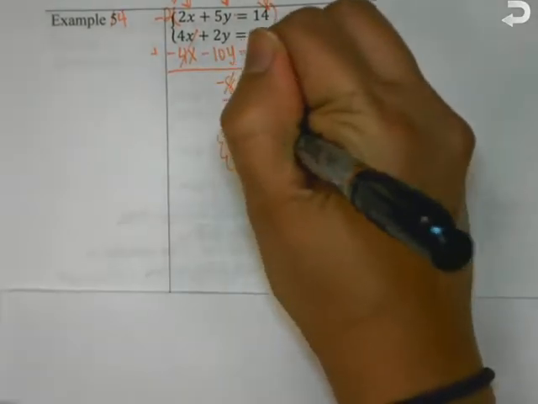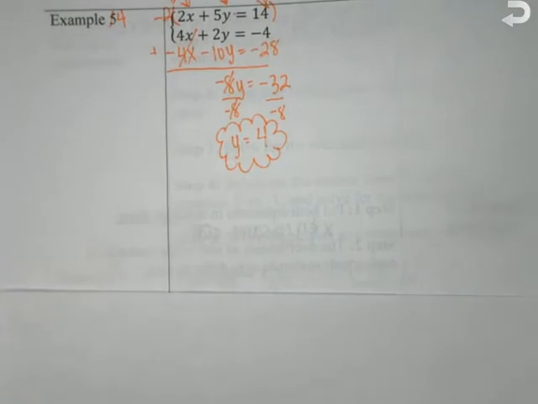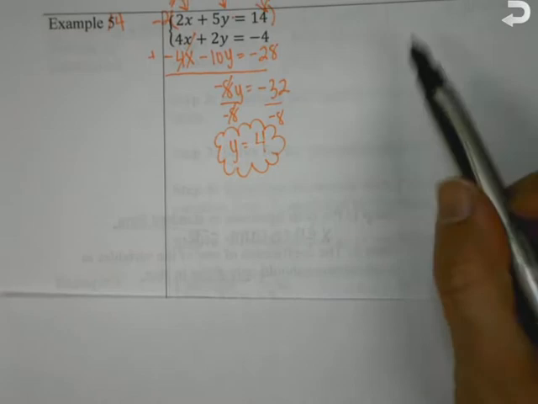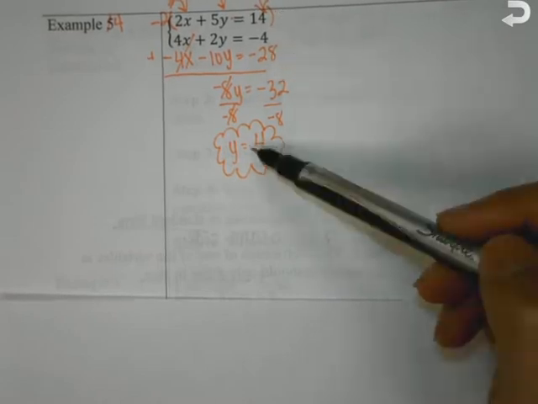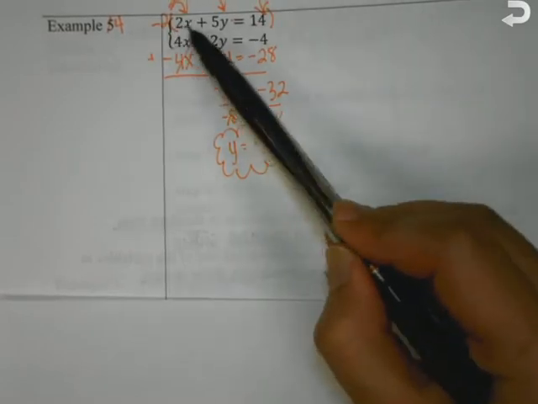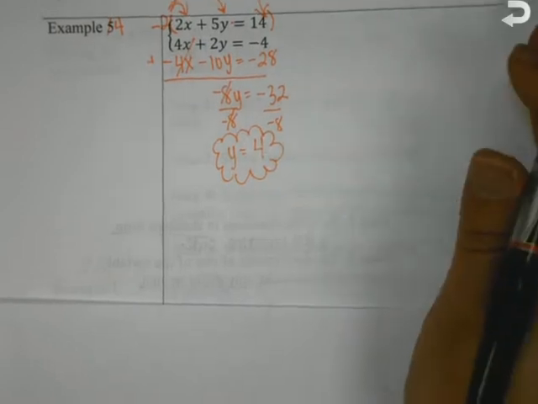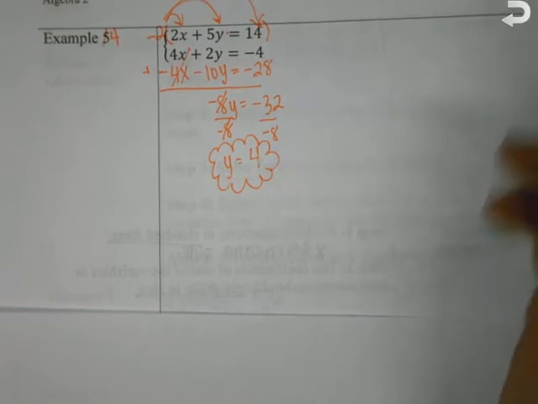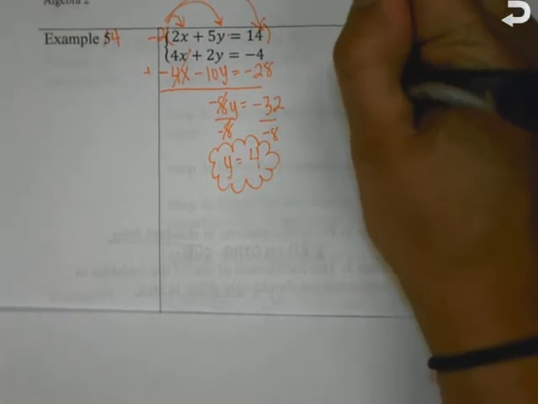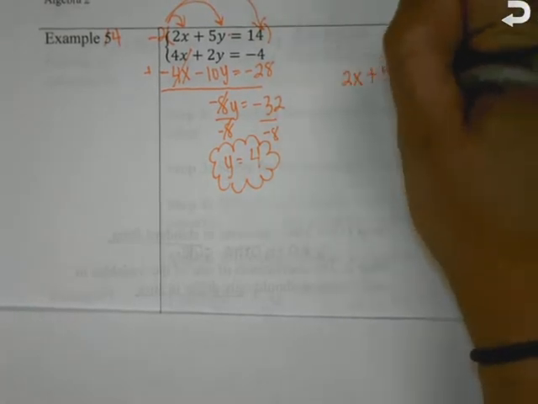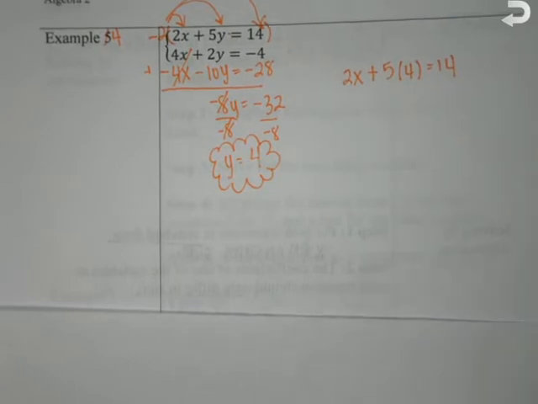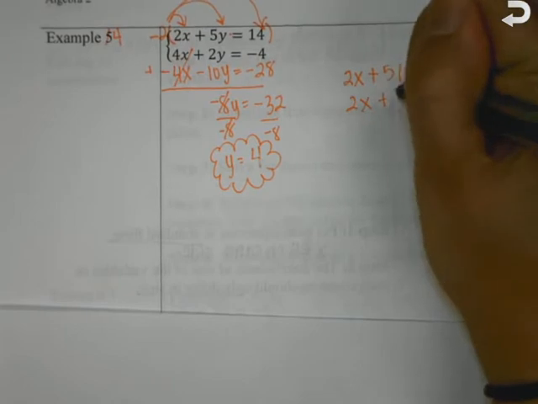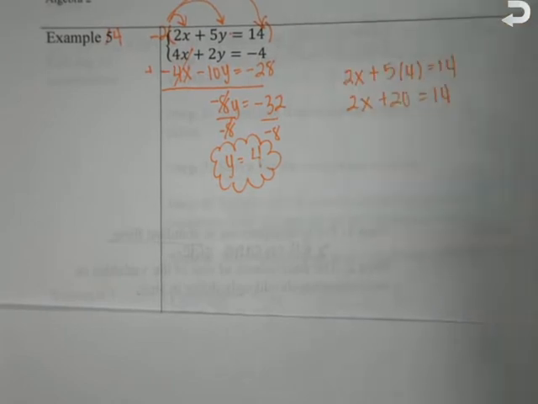And then we can take this y and we can plug it into any of the three equations that we have. So we could even plug it into this guy right here. And that's actually what I'm going to do. It does not matter which equation you plug it into, you will get the same answer every time. So I'm going to plug it in for 2x plus 5y, so 5 times 4 equals 14. So that gives me 2x plus 20 equals 14. Subtract 20 from both sides.